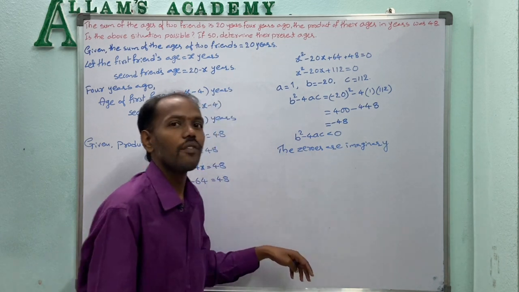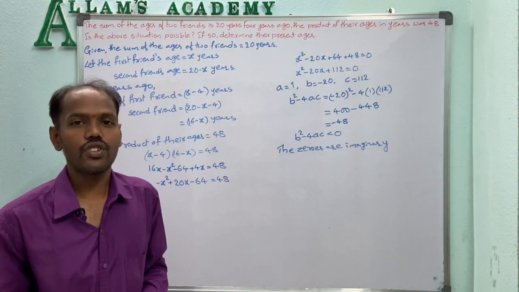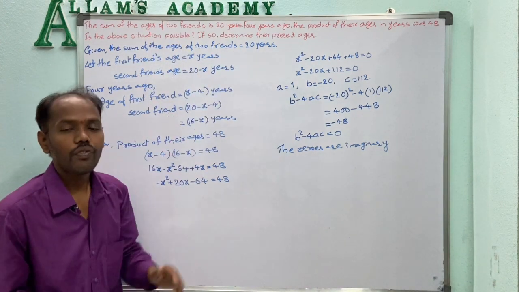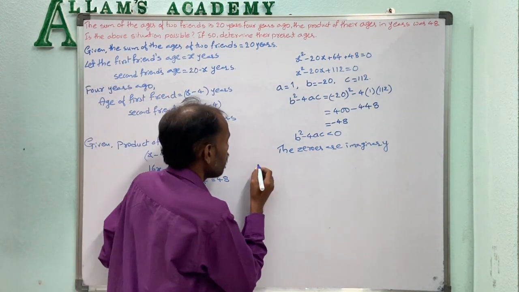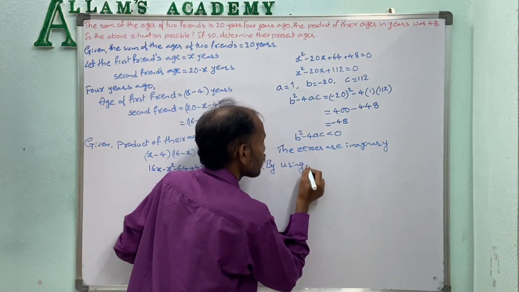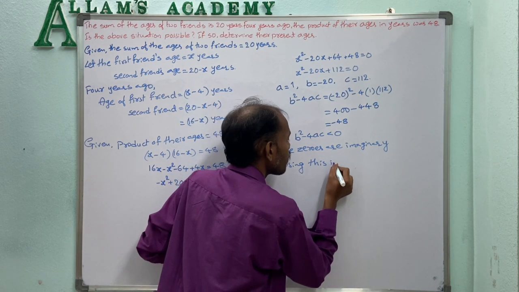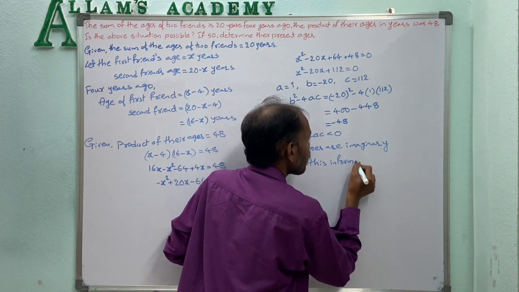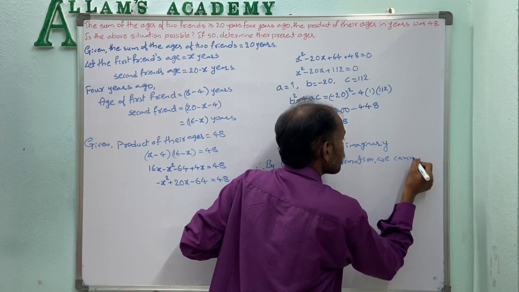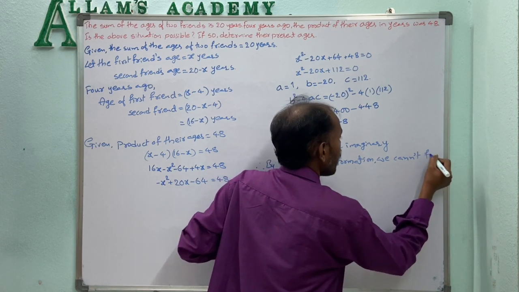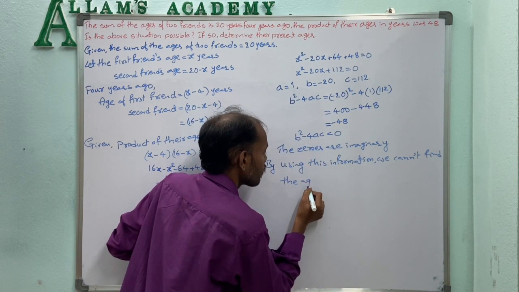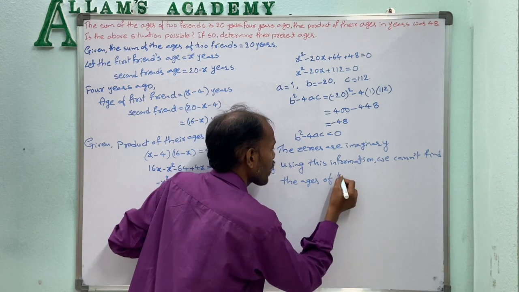Imaginary roots means we have no chance to find them. That means the above situation is not possible, so by using this information we can't find the ages of two friends.